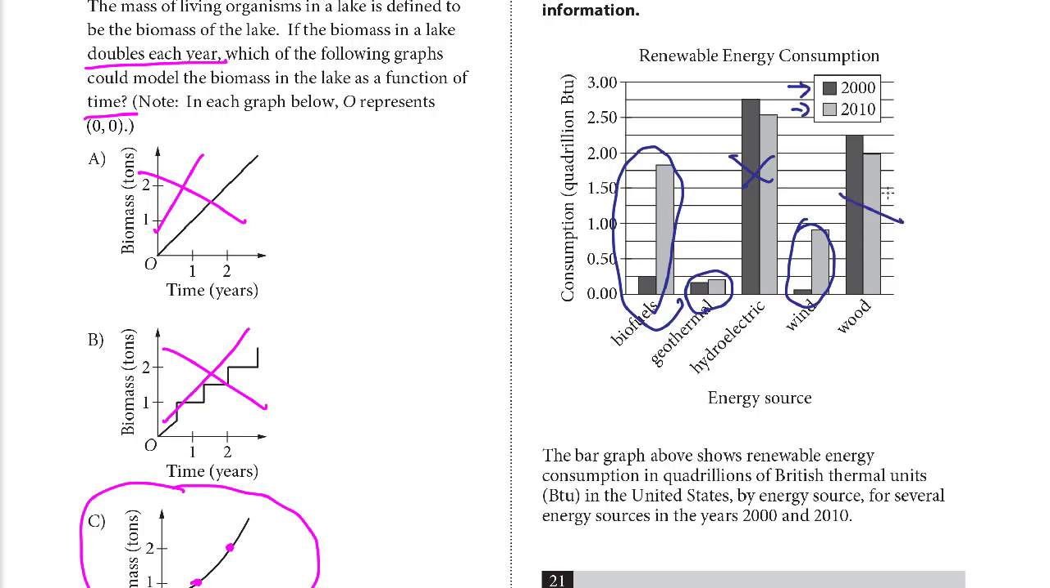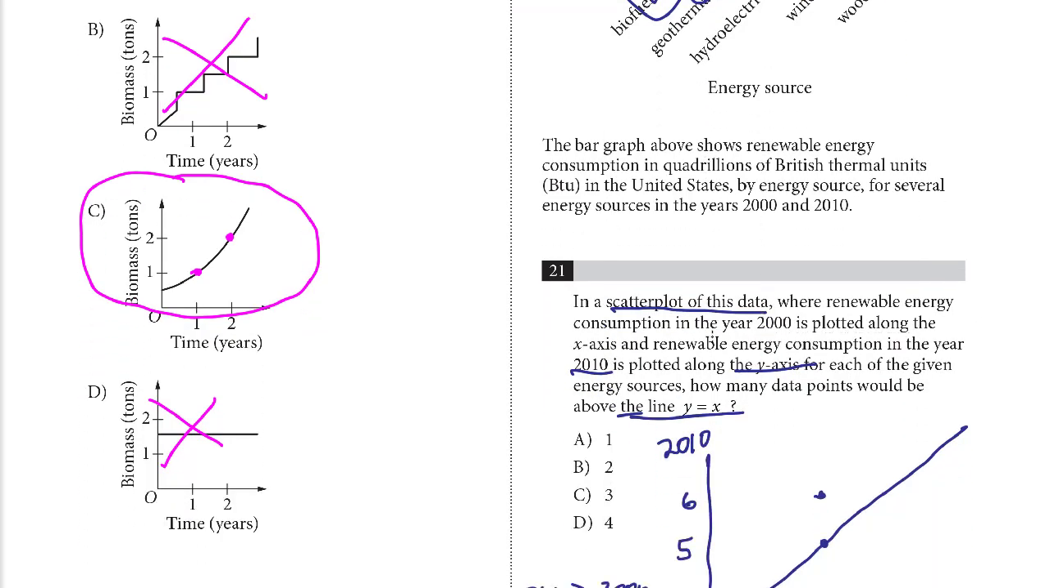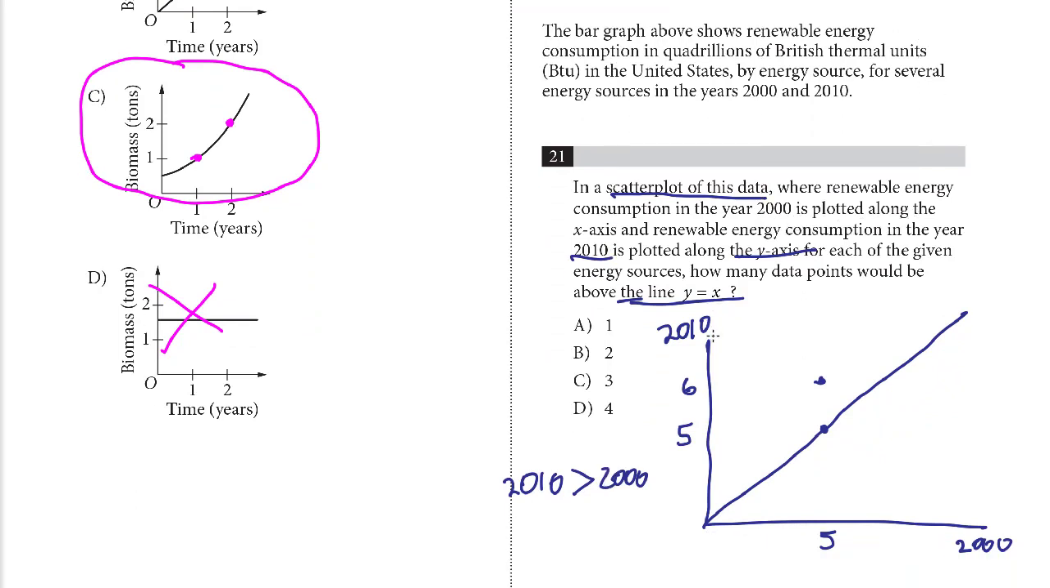And wood decreased, actually. So I have 3 different types of renewable energy that increase. Therefore, the scatter plot chart would be above y equals x. The correct answer for 21 is C, 3.